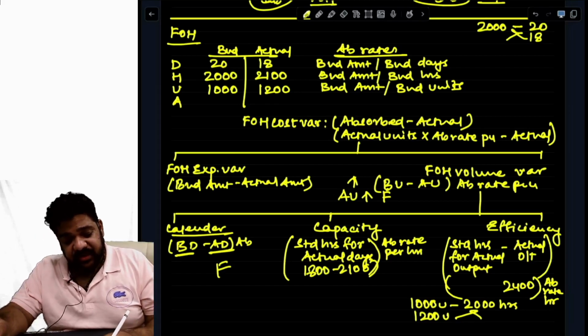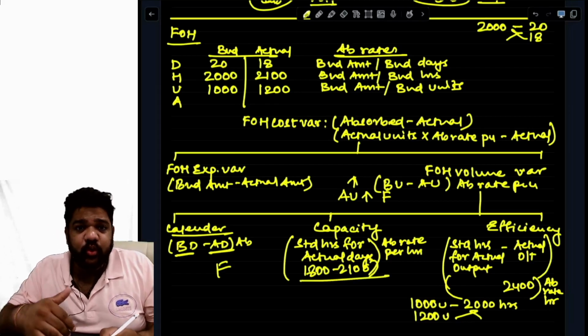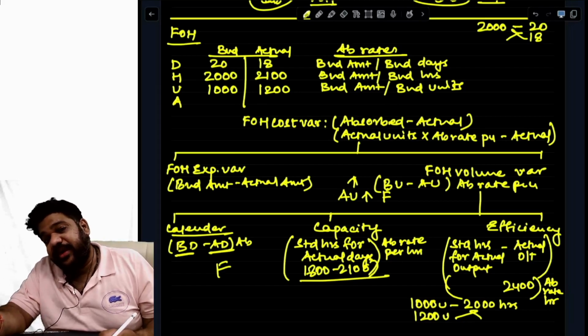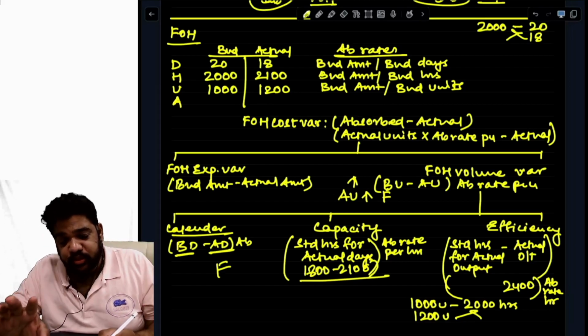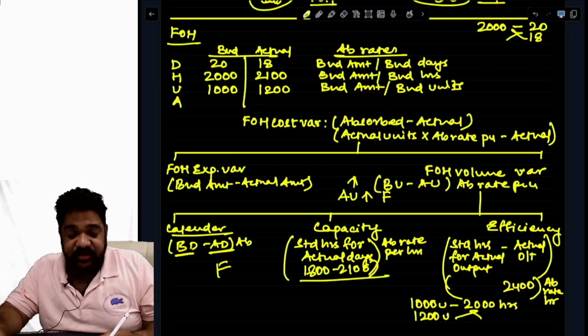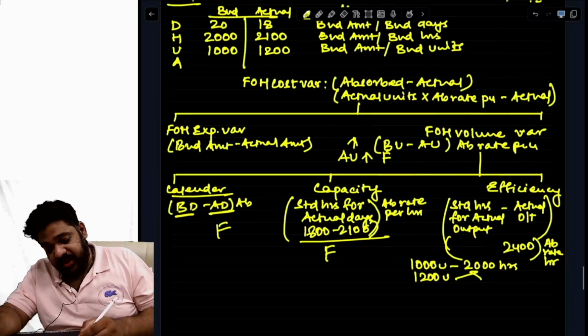Similar is the case with the capacity variance. You were supposed to study for 1800 hours. You studied for 2100 hours. In that situation, what will it be? It will become favorable.